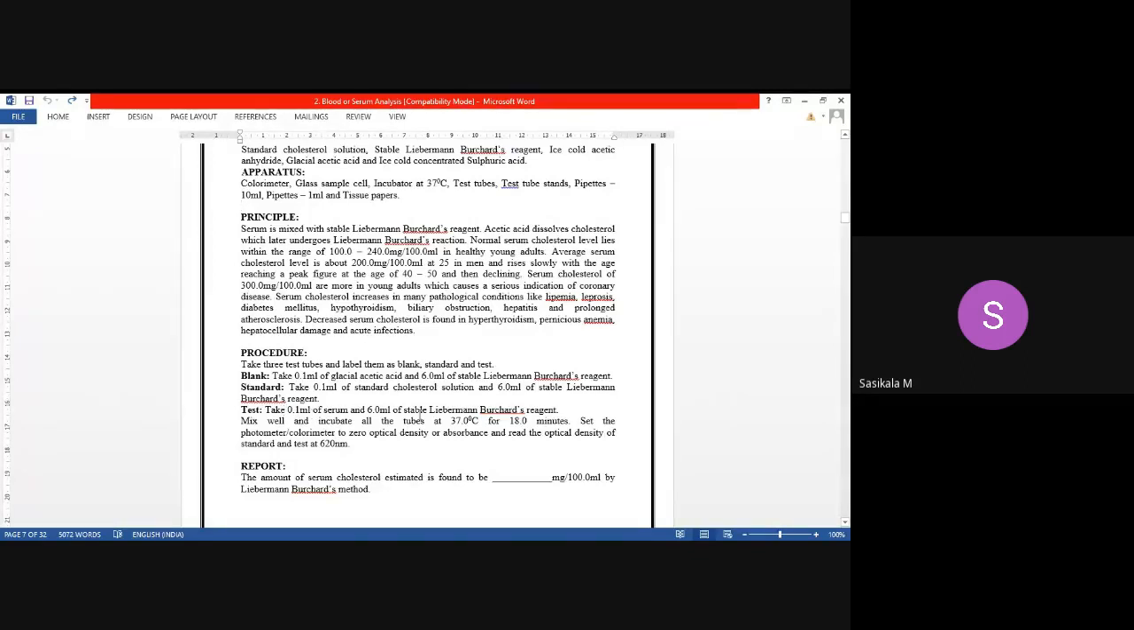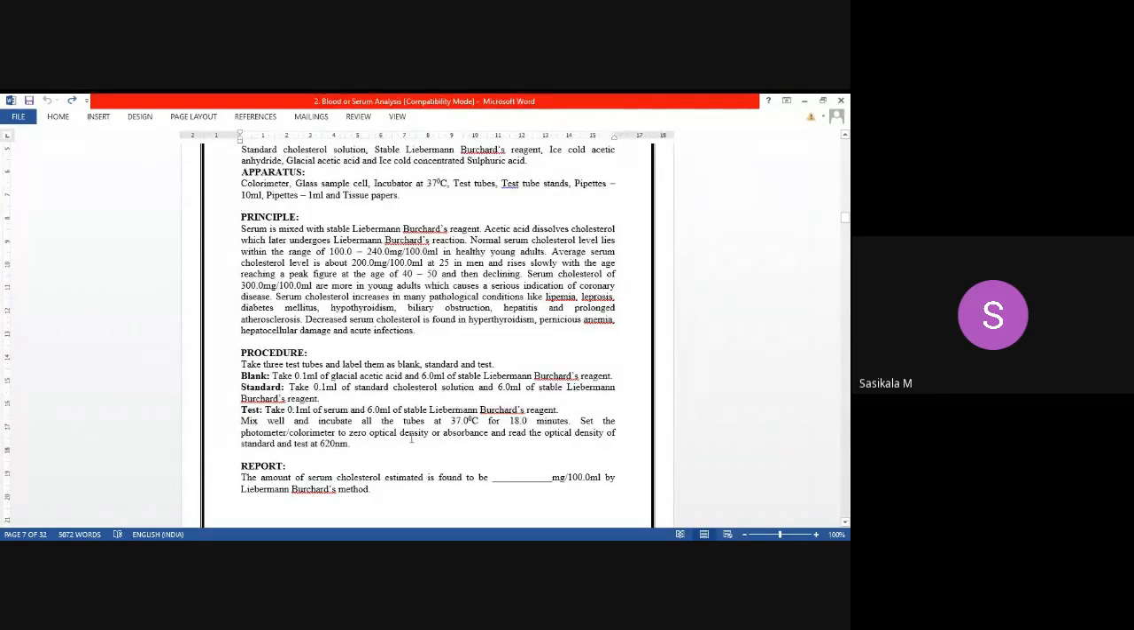Next, what do we have to add? Only 6 ml of stable Liebermann Burchard's reagent. We need to add 6 ml of reagent to all the test tubes, the same quantity. So that is the preparation of your sample test tubes. First you take 0.1 ml sample, then you add 6 ml stable Liebermann Burchard's reagent to all 3 test tubes. That is the preparation procedure.